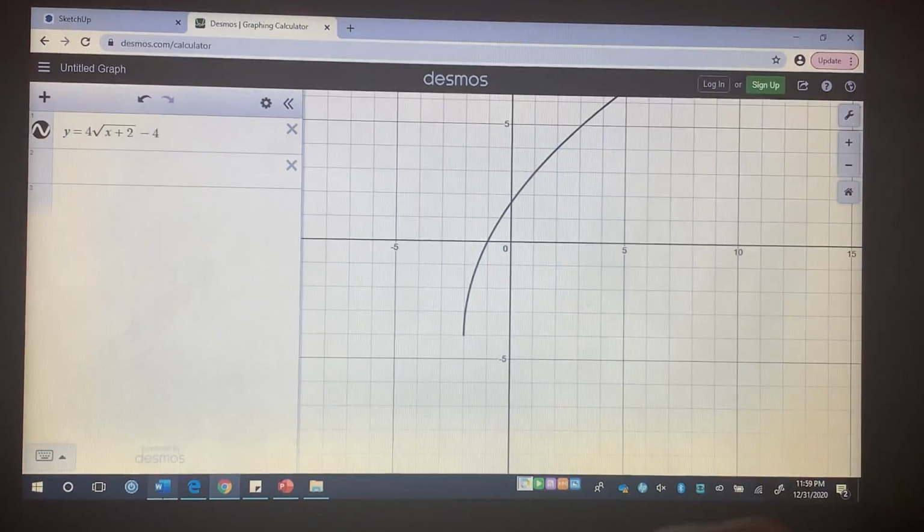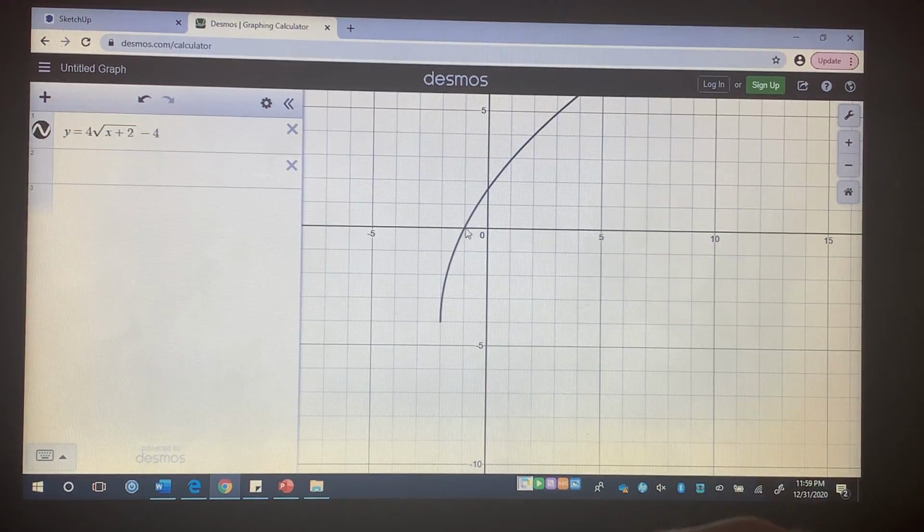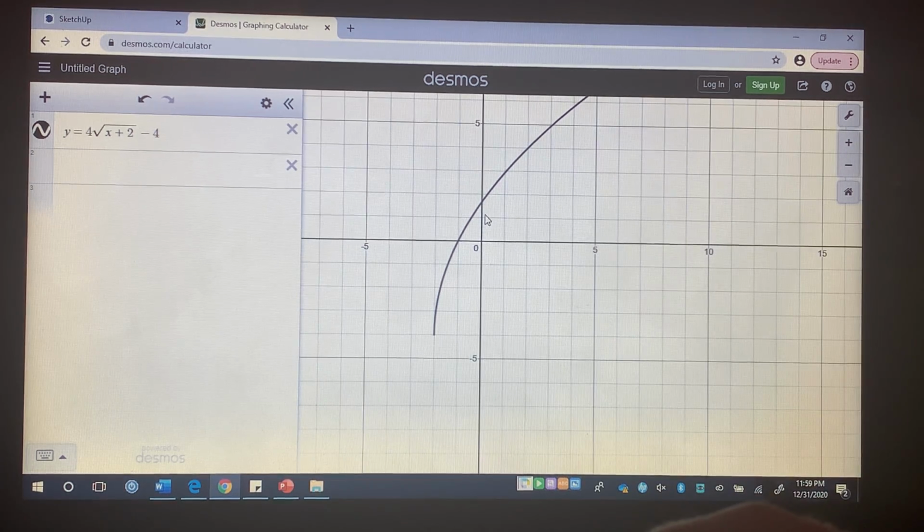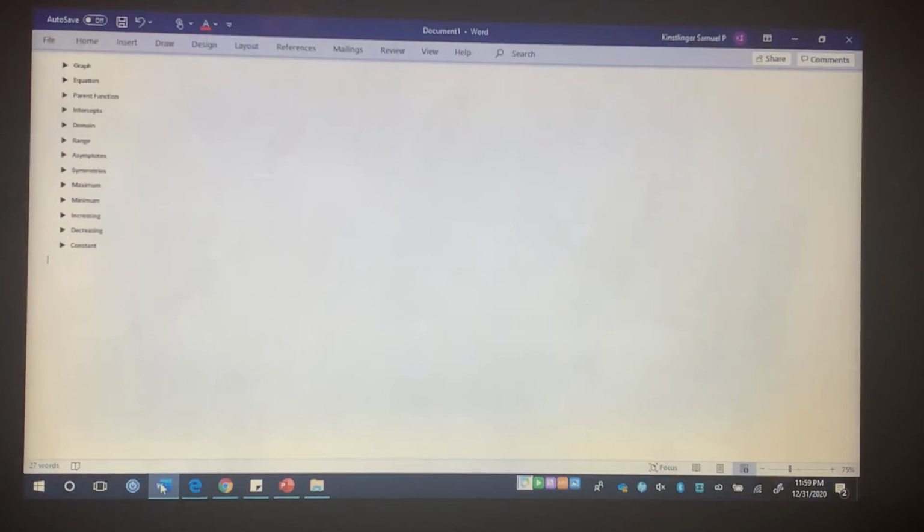So intercepts, we see the x-intercept is (-1, 0). The y-intercept is going to be 4√2 minus 4, because we see 0, 0 plus 2 is 2. Square root of 2 is just √2. So 4√2 minus 4. I guess we'll do stuff on simplifying radicals later, even though that wasn't simplifying radicals.